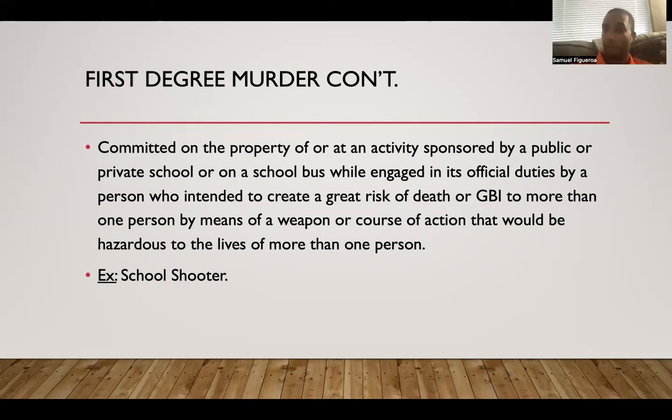A clear example that we all know of, unfortunately, is a school shooter. So if a school shooter goes to a private or public school or a bus while the bus driver is dropping off the kids to their homes or picking up the kids to go to school, and someone uses some type of weapon, in this case a gun, to cause harm to more than one person, whether it's death or great bodily injury, and someone actually dies because of that person's acts, that person will be liable for first degree murder. So again, think about the school shooter as a critical example when you think about this portion of the law that Nevada has for its first degree murder statute.